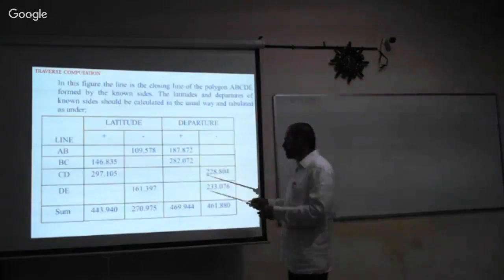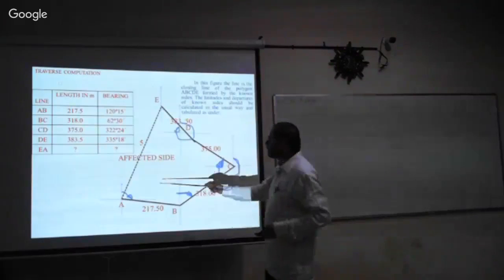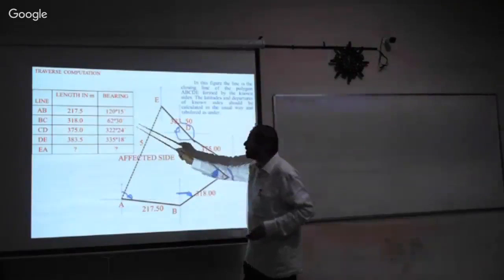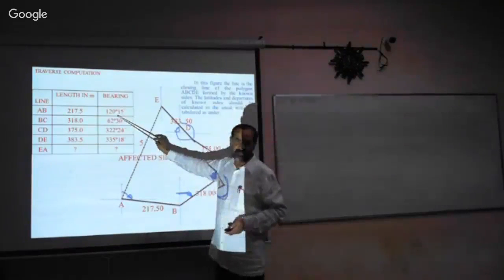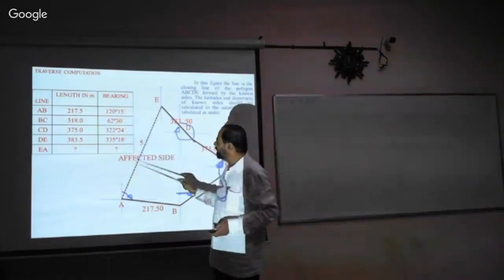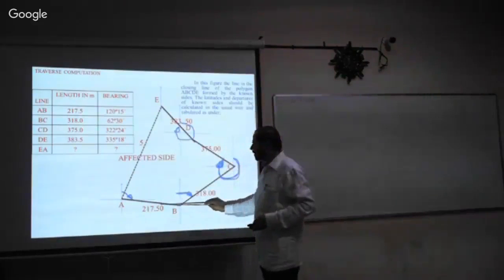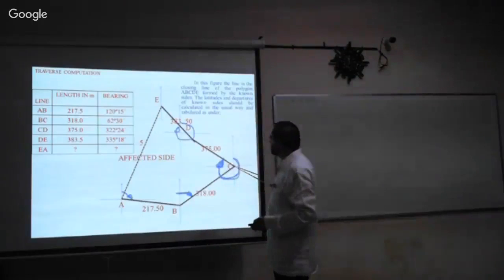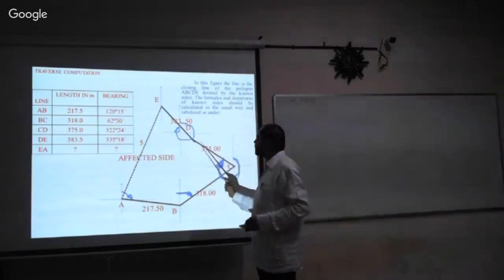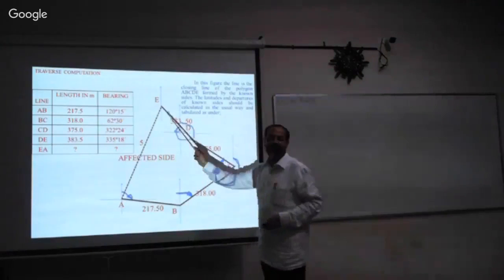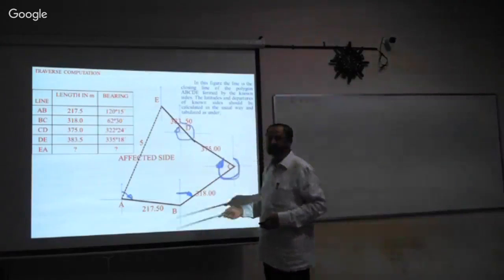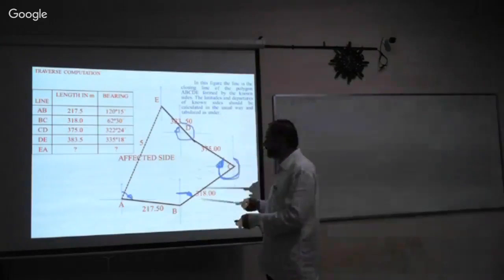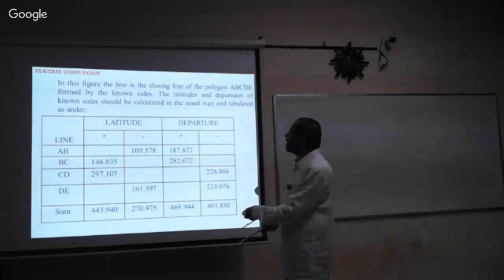So, after plotting this, now let us reduce these angles to the quadrantal bearing system. Then calculate the latitude and departure of the survey line AB, the latitude and departure of the line BC, the latitude and departure of CD, etc. You calculate for all the survey lines whose data is available with you. Calculate the latitude and departure of all of these, and then tabulate them.